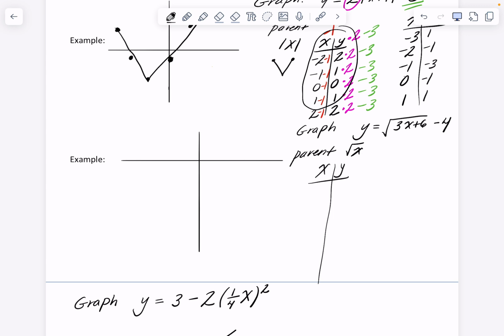So let's start at 0. Square root of 0 is 0. That's a good one. I'll keep it. Square root of 1. Isn't that also a good point? Like a whole number answer. Square root of 1 is 1.